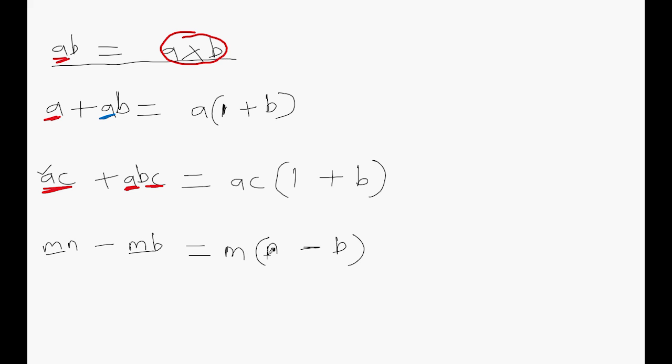So if we expand this bracket, it would be M times N, which gives you back your Mn, and M times negative B, which gives you back your negative MB. So we have successfully factorized another expression, and that's just the basics when factorizing expressions.